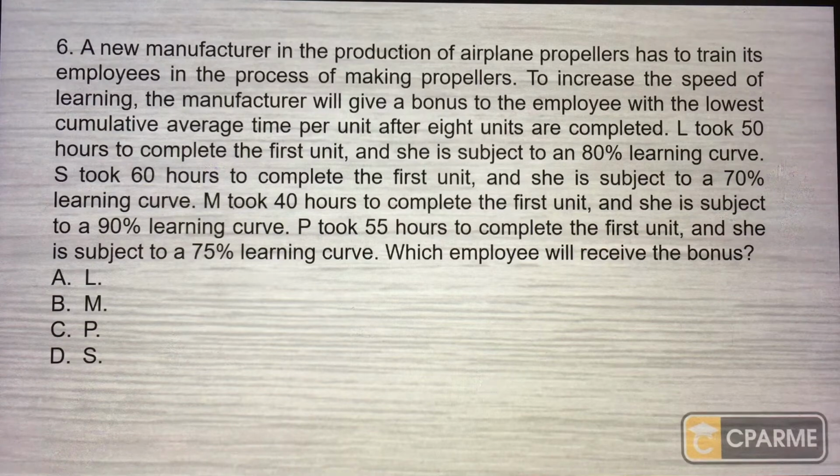Then S took 60 hours to complete the first unit, and she is subject to a 70% learning curve. Then M took 40 hours to complete the first unit, and she is subject to a 20% learning curve. Then P took 55 hours to complete the first unit, and she is subject to a 75% learning curve. So who do you think, guys, is entitled to the bonus?